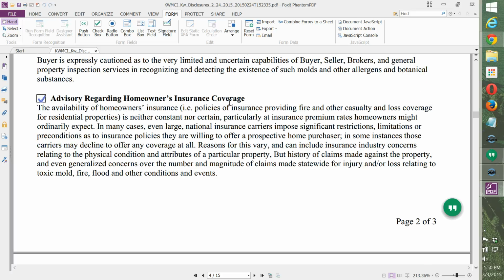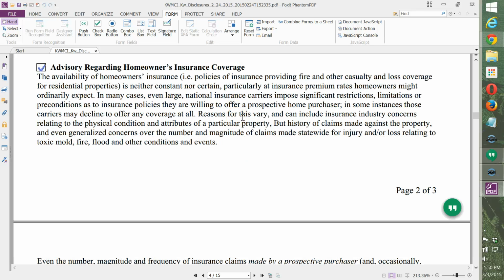There's an advisory regarding homeowners insurance coverage. Now what is the name of the report that would give you more information about homeowners insurance coverage? If you had a clue, it would be called the CLUE report. And what does that stand for? It's a Comprehensive Loss Underwriting Exchange. Basically, if somebody has ever used their homeowner's insurance, the insurer may not let you have more on that house.